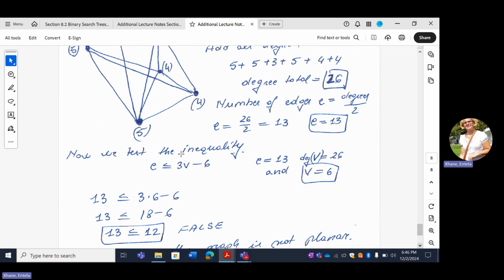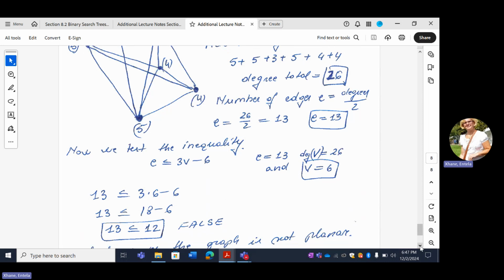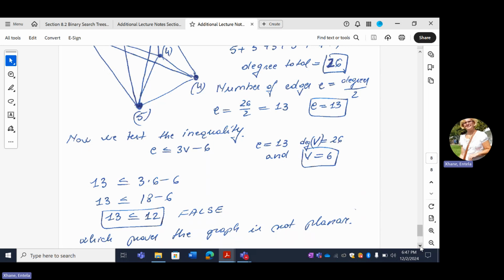So let me plug in. On the left-hand side, we have 13. On the right-hand side, we have 3 times the number of vertices, so 3 times 6 minus 6. That's 18 minus 6, which is 12. And we do know that 13 is not equal to 12. 13 is not less than 12. So this is a false statement. This statement is true if one of them is true. It's either less than or equal to, which is not the case.